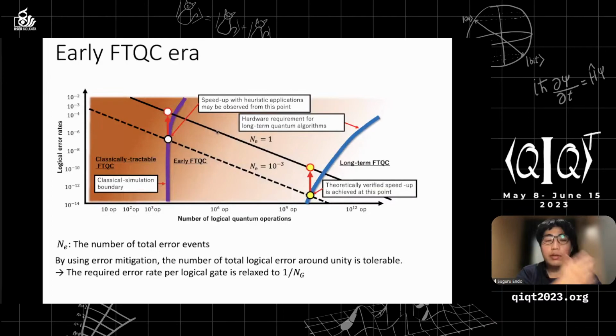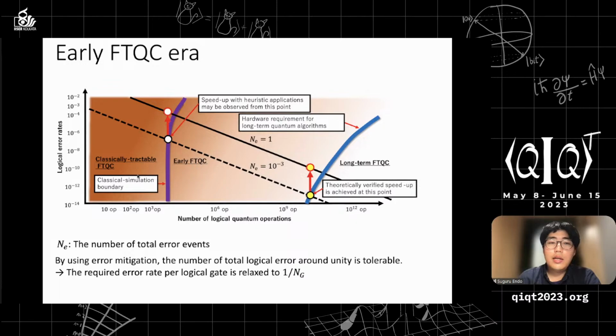I'd like to talk about the early fault-tolerant quantum computing era. These days, there are some experiments on error correction, and the experiments are successful, but still the number of logical qubits is, as far as I know, just one. So it can be totally classically simulated, and we call such an era the classically tractable FTQC era. In this figure, the vertical axis is the logical error rate, and the horizontal axis is the number of logical operations. We are now in the classically tractable FTQC era because it is just one logical qubit.